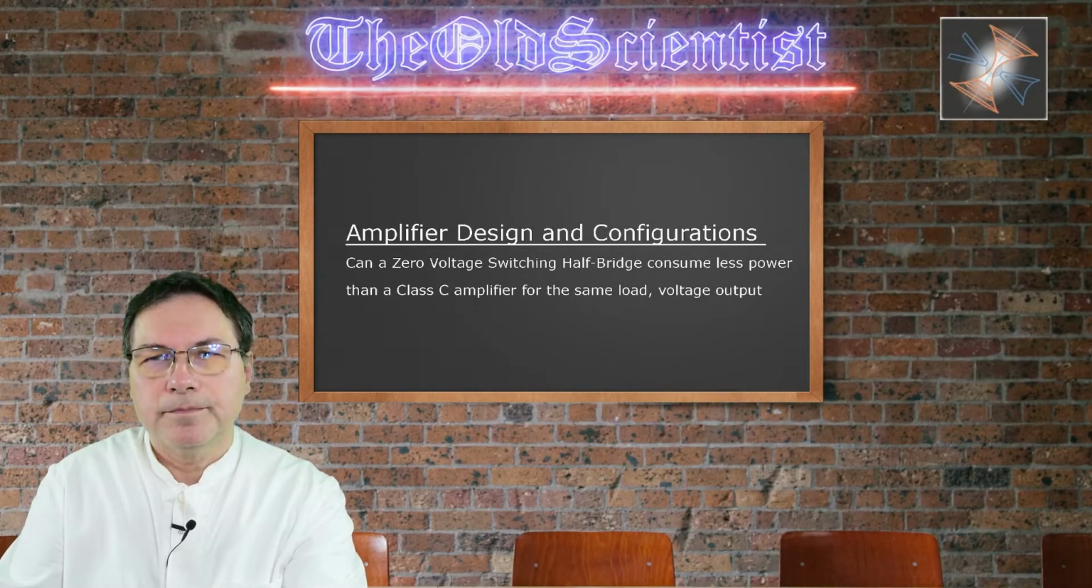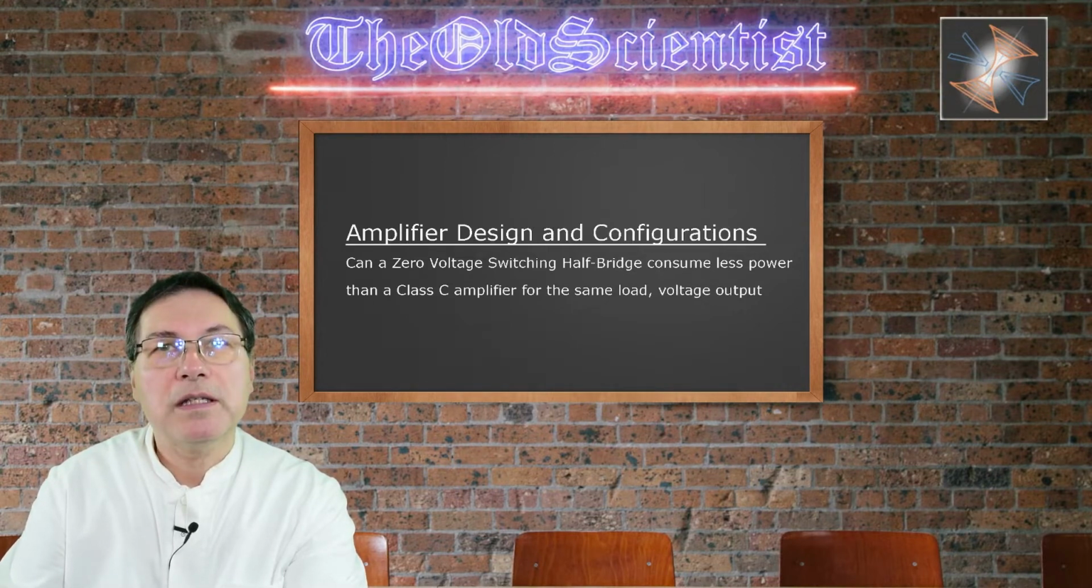Hello and welcome. In my various amplifier design and configuration videos, I analyzed power consumption and power delivery. I looked at RC snubber technologies and created various circuits on a PCB board. The challenge today is, can a zero voltage switching dual class C amplifier consume less power than a class C amplifier for the same voltage output of a flyback transformer?